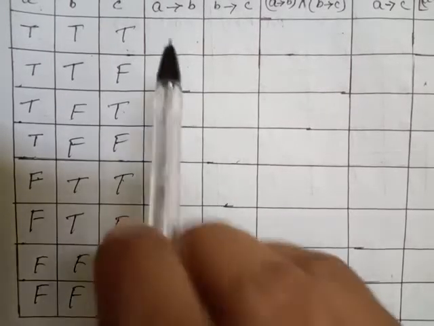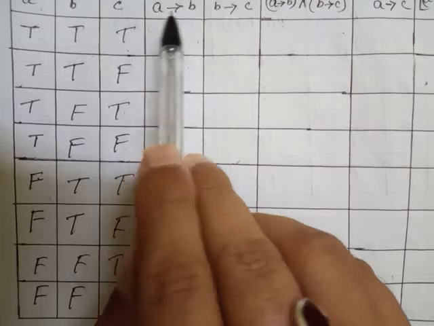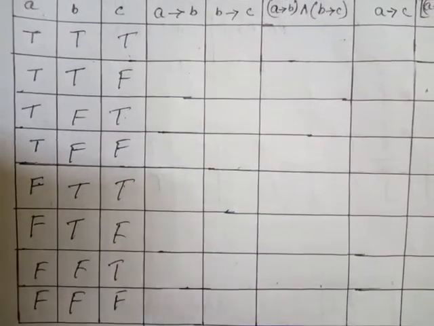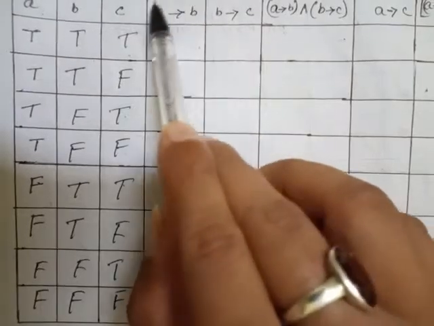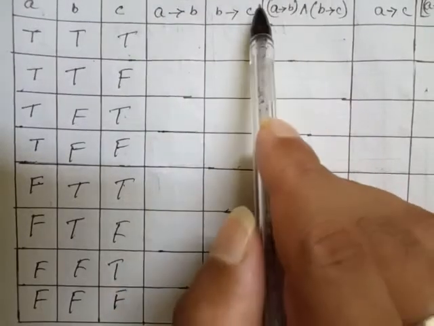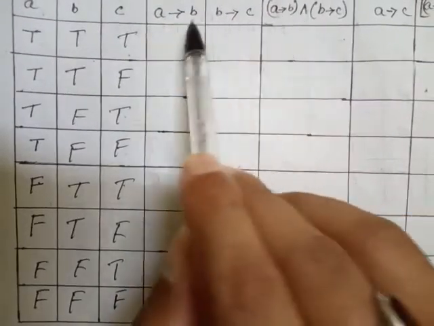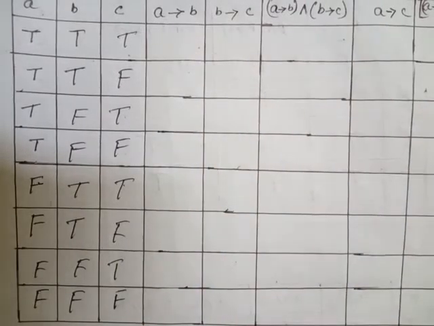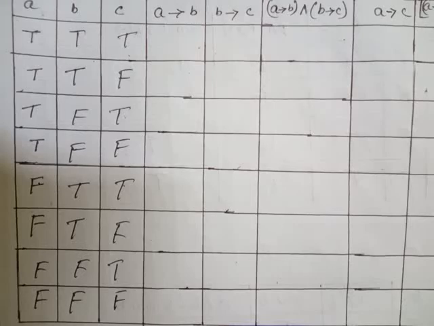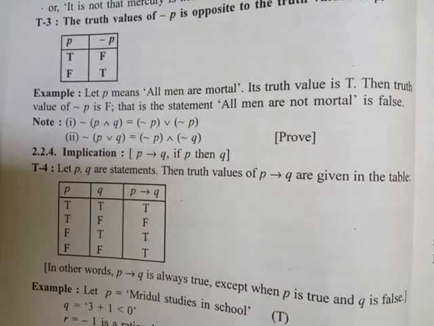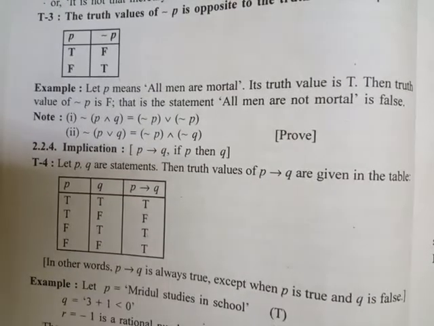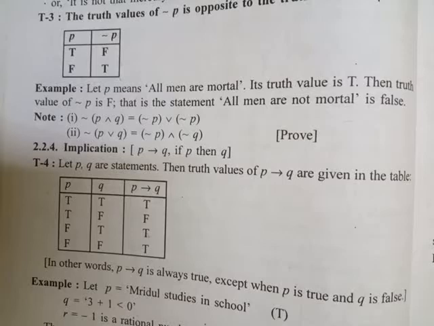Now here first I will find out A implication B, second we'll find out B implication C, then we'll find out A implication B and B implication C. Between these two we'll find out the conjunction here. Now look, student, how to solve it. Depending on the table of the implication, look, student, this is the table of the implication and we'll follow this table only.